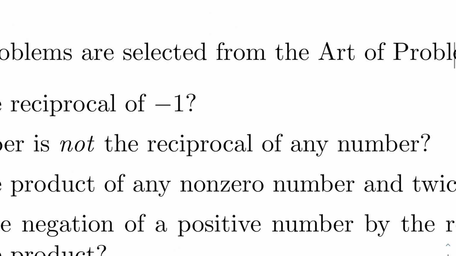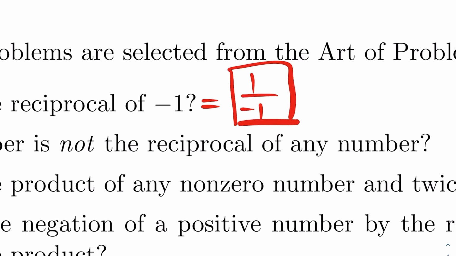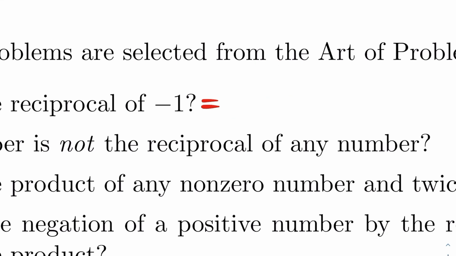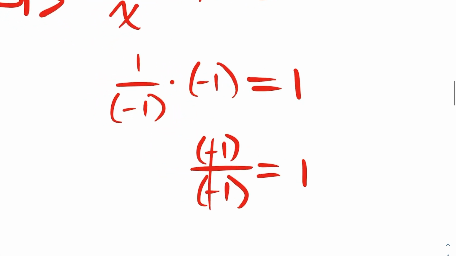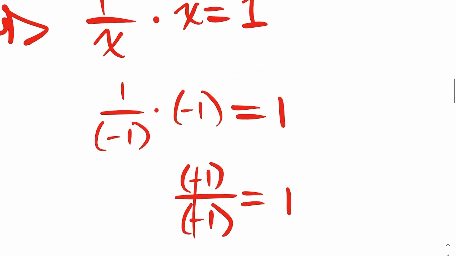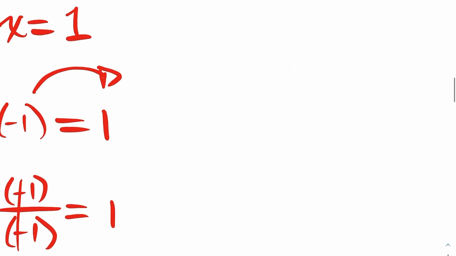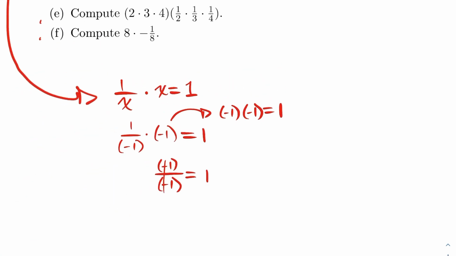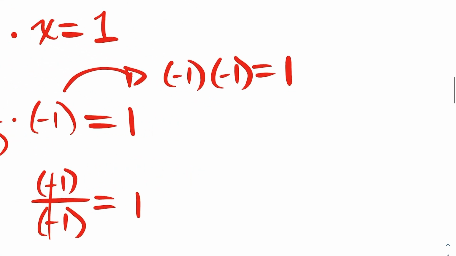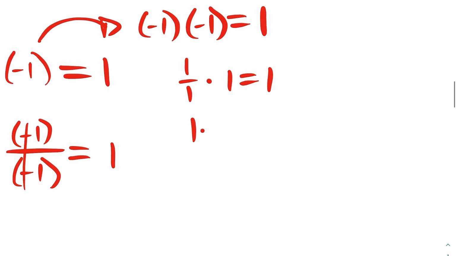So our reciprocal is 1 over -1, or we can just write this as -1, because 1 over -1 is just -1. If we rewrite this out, we have -1 times -1, which is just 1. We remember that from our identity, 1 over 1 times 1 is equal to 1, as the reciprocal, and therefore 1 is its own reciprocal, which is fun.